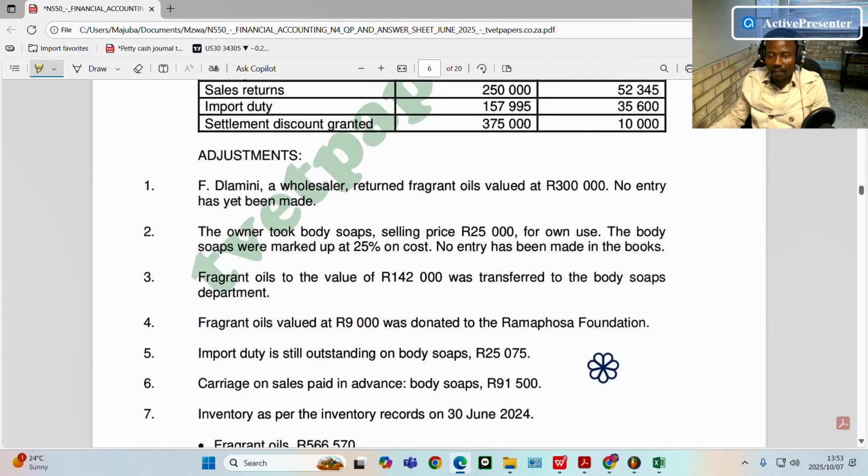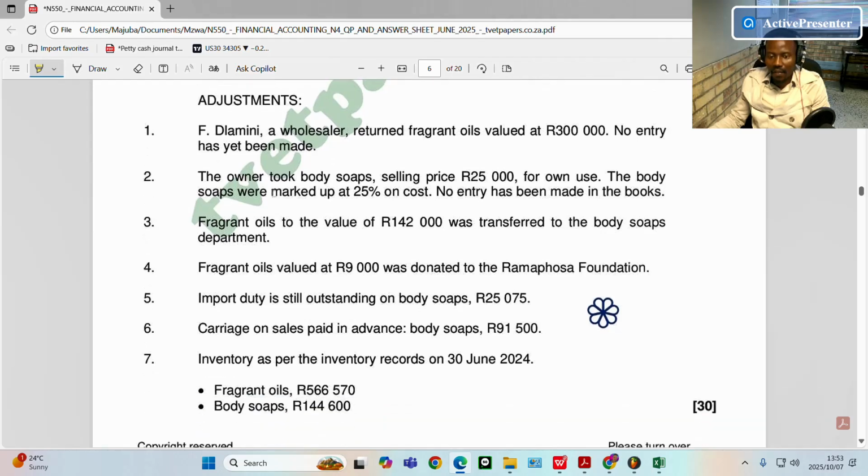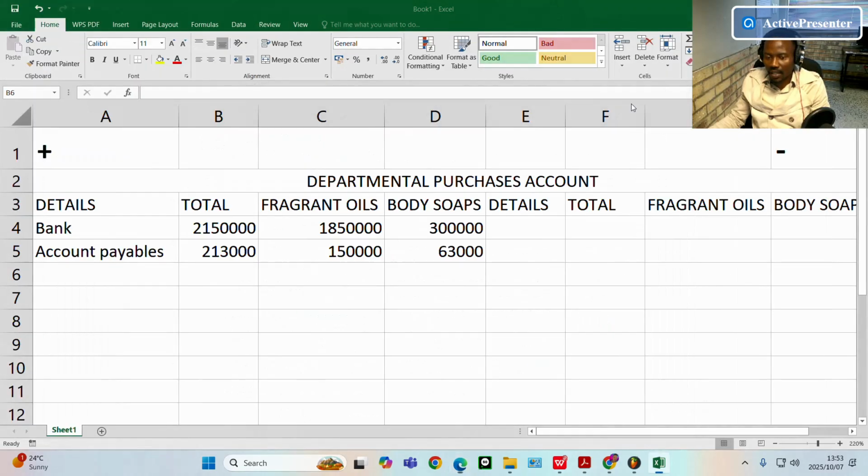It says F. Dlamini, a wholesaler, returned fragrance oil valued at 300,000. No entry has been made. So this is a customer because they returned them to us. The owner took body soap, selling price 25,000, for own use. The body soaps were marked up at 25% on cost. No entry has been made. So these are drawings. We're going to have to deduct it under purchases.